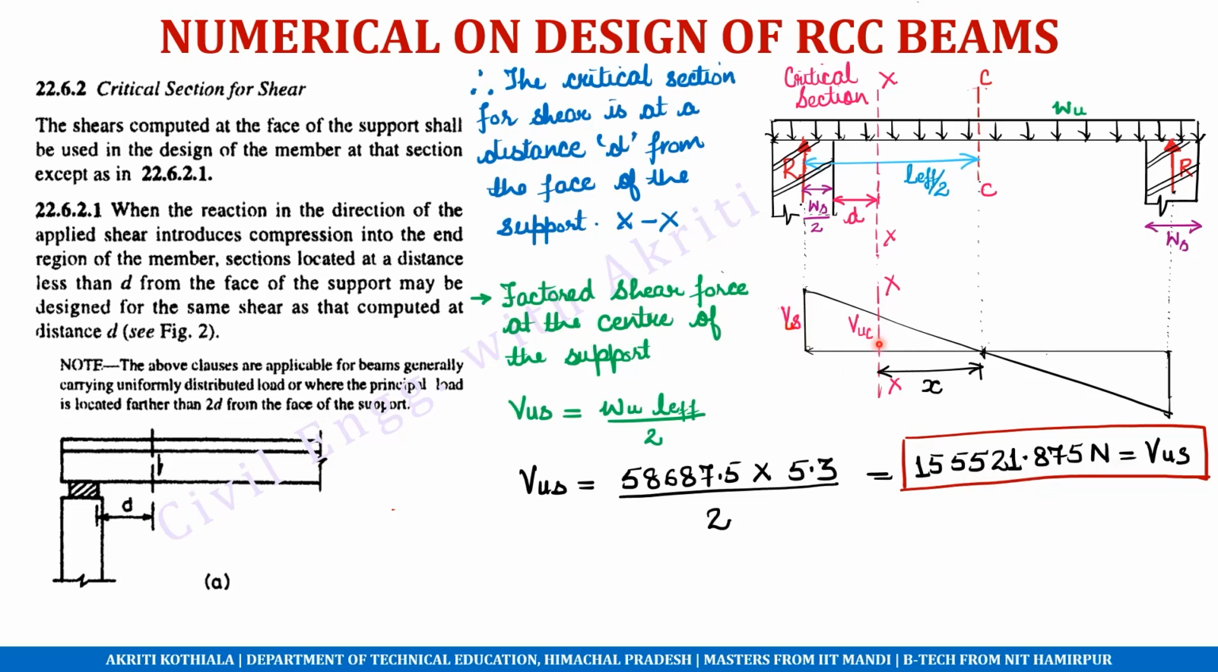Now we have to calculate this value of shear at the critical section. So we can simply calculate it using similar triangles ABO and CDO. So from similar triangles we have AB upon BO is equal to CD upon DO. So we need to calculate this value of CD, but we do not have this value of DO yet. So first we'll have to calculate this value X.